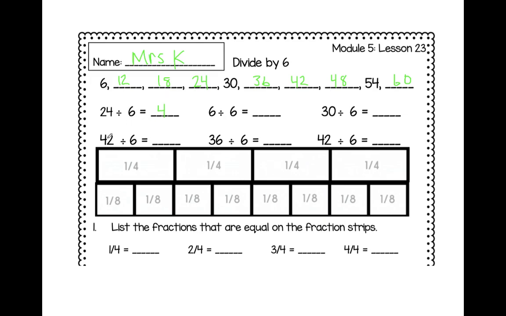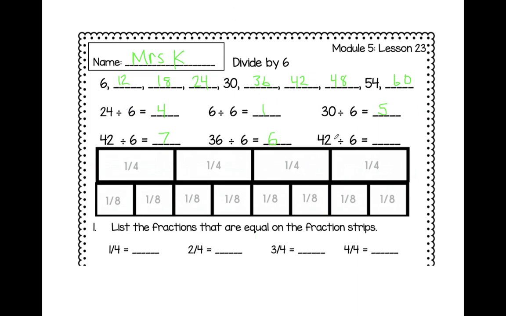Okay, so 42 divided by 6. So 6 times what gave us 42? That'd be 1, 2, 3, 4, 5, 6, 7. So 42 divided by 6 equals 7. Now 6 divided by 6 is 1. 36 divided by 6 is, let's count over, we have 1, 2, 3, 4, 5, 6. So 6 times 6 is 36, or 36 divided by 6 is 6. 30 divided by 6 is 5.